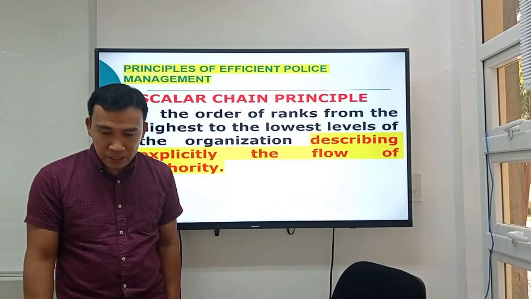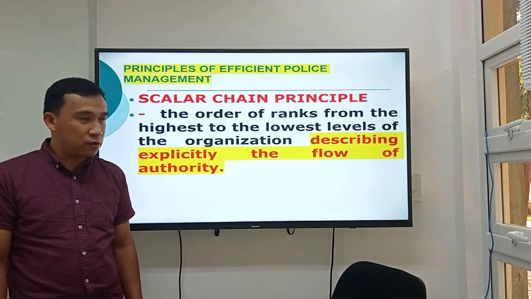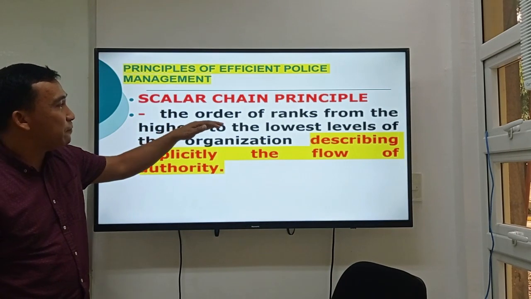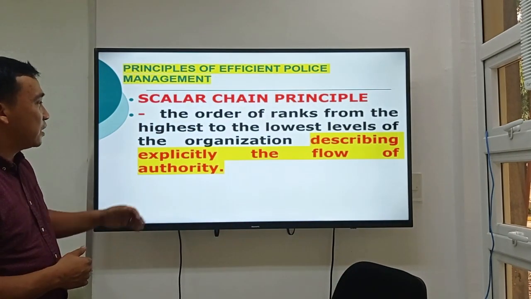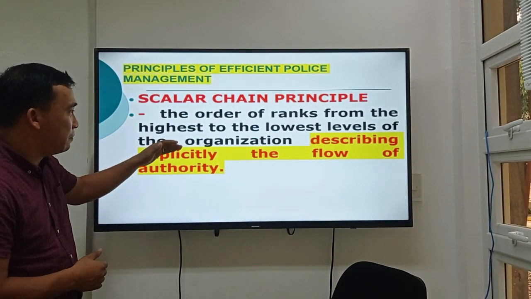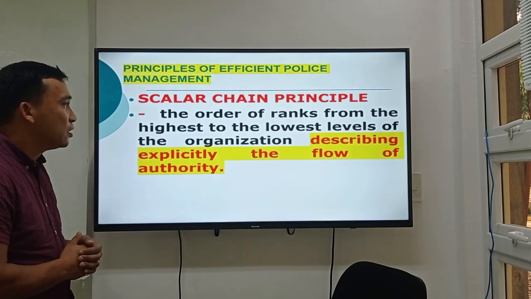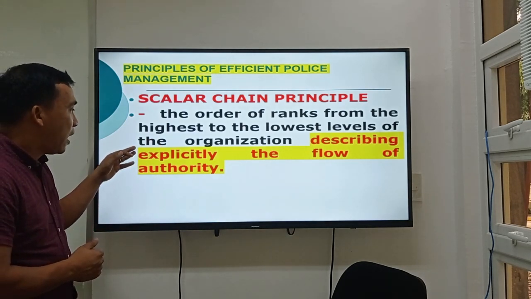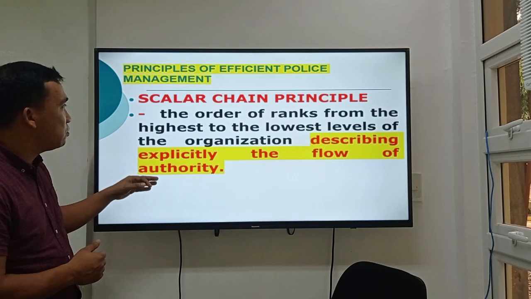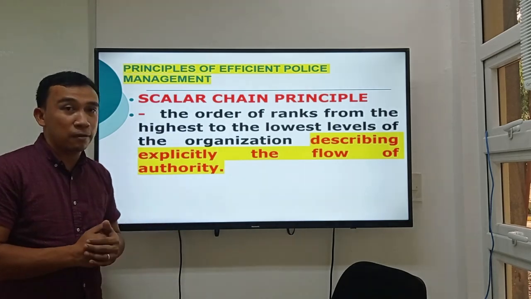Scalar chain principle. Scalar chain principle, it is the order of ranks from the highest to the lowest levels of the organization, describing explicitly the flow of authority.